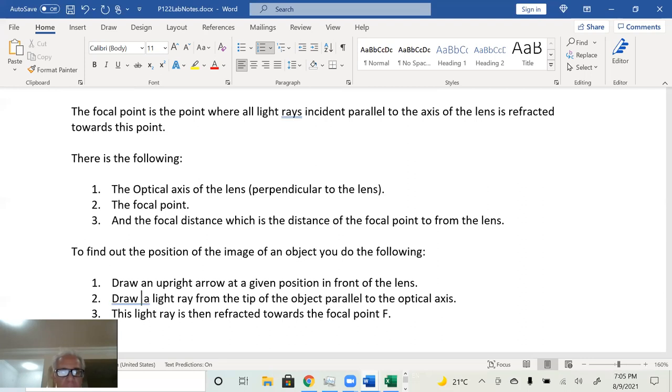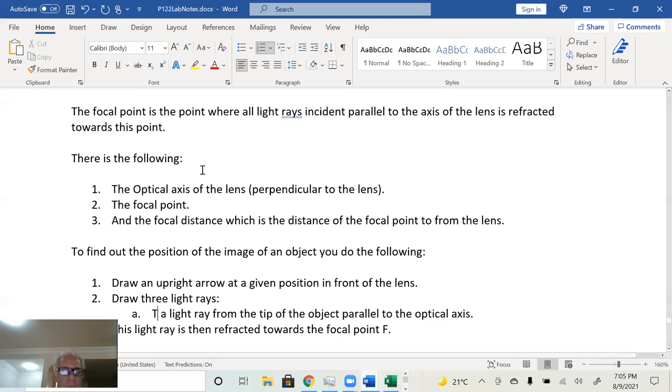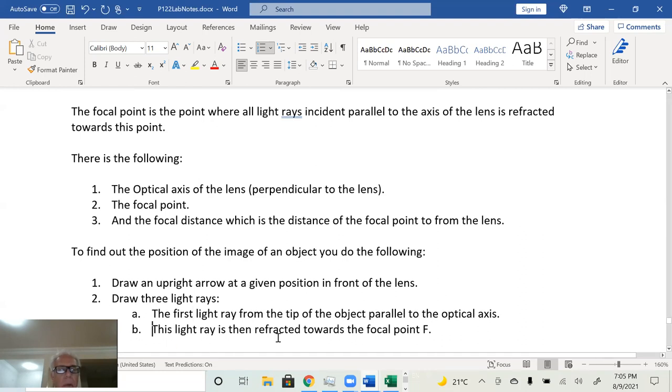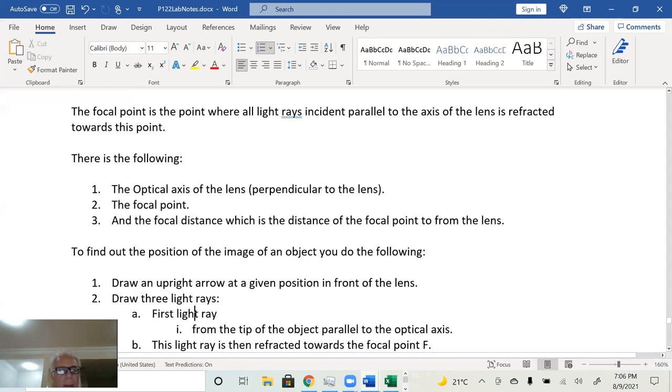Draw three light rays. Here you go. Three light rays. So the first light ray, here you go. First light ray. You want to do like that.